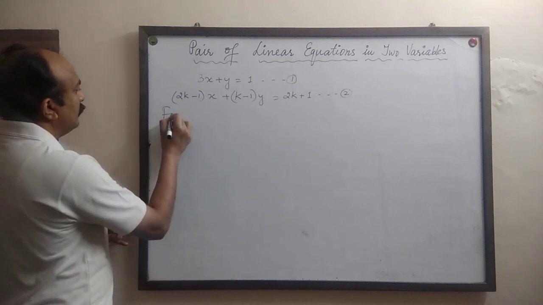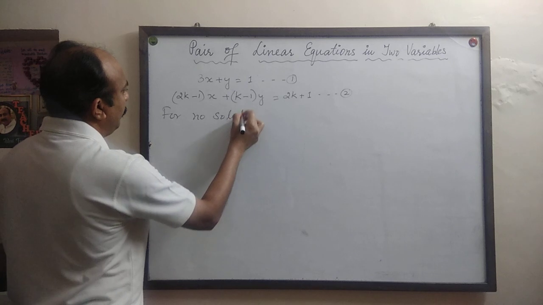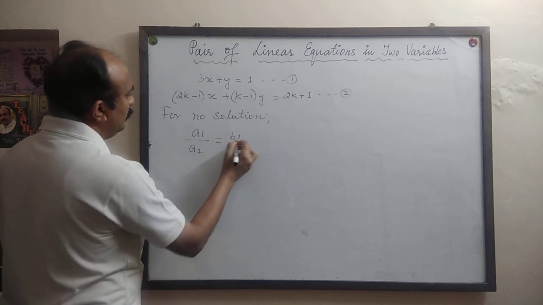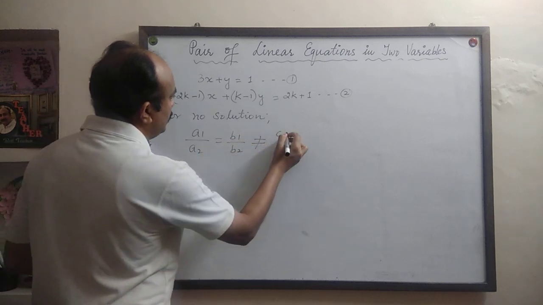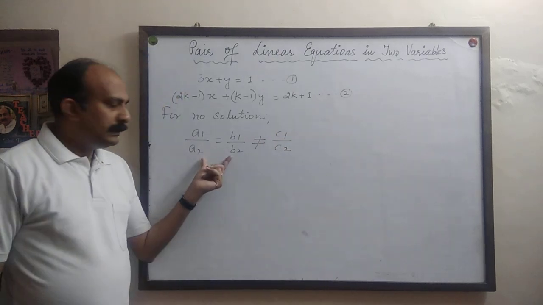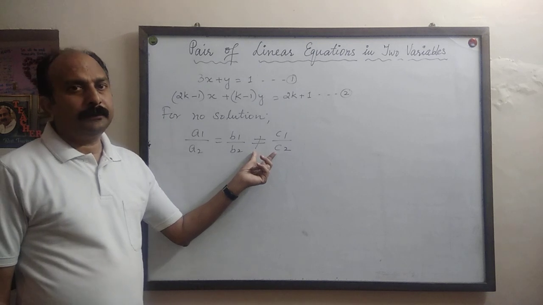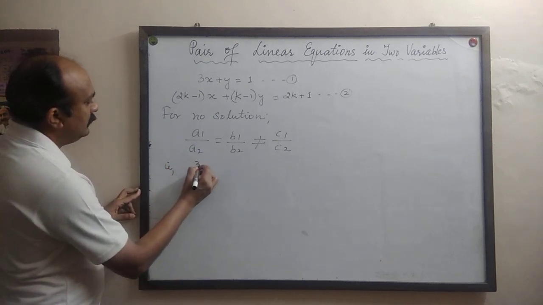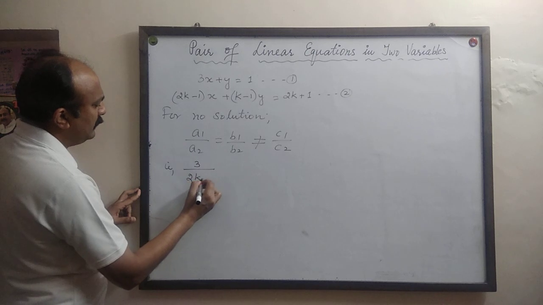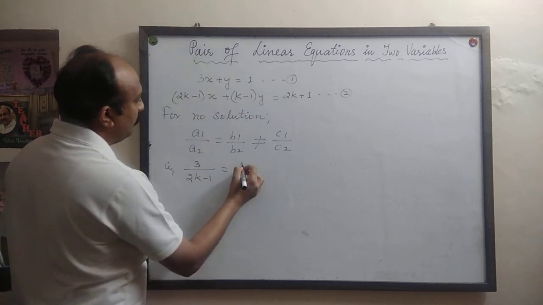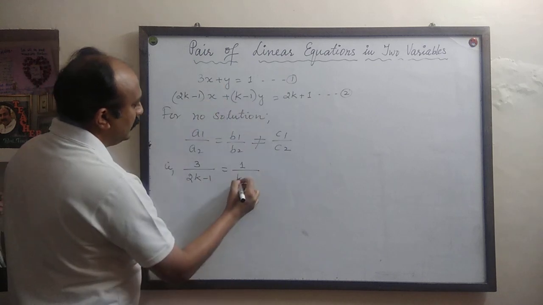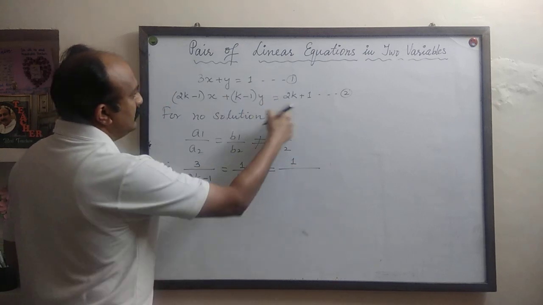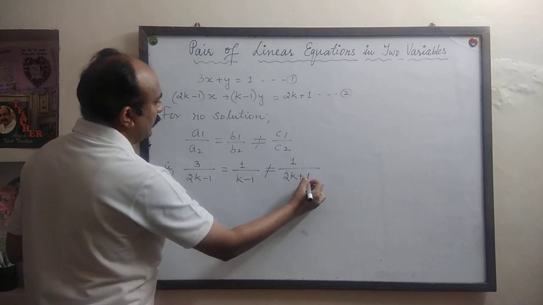So, for no solution, the condition is a1 upon a2 is equal to b1 upon b2 but not equal to c1 upon c2. See, these two are equal but not equal with the third. And we are asked to find the value of k. So, substitute the values. That is 3 upon 2k minus 1 is equal to b1 means 1 upon k minus 1 is not equal to c1 means 1 upon c2 means 2k plus 1.